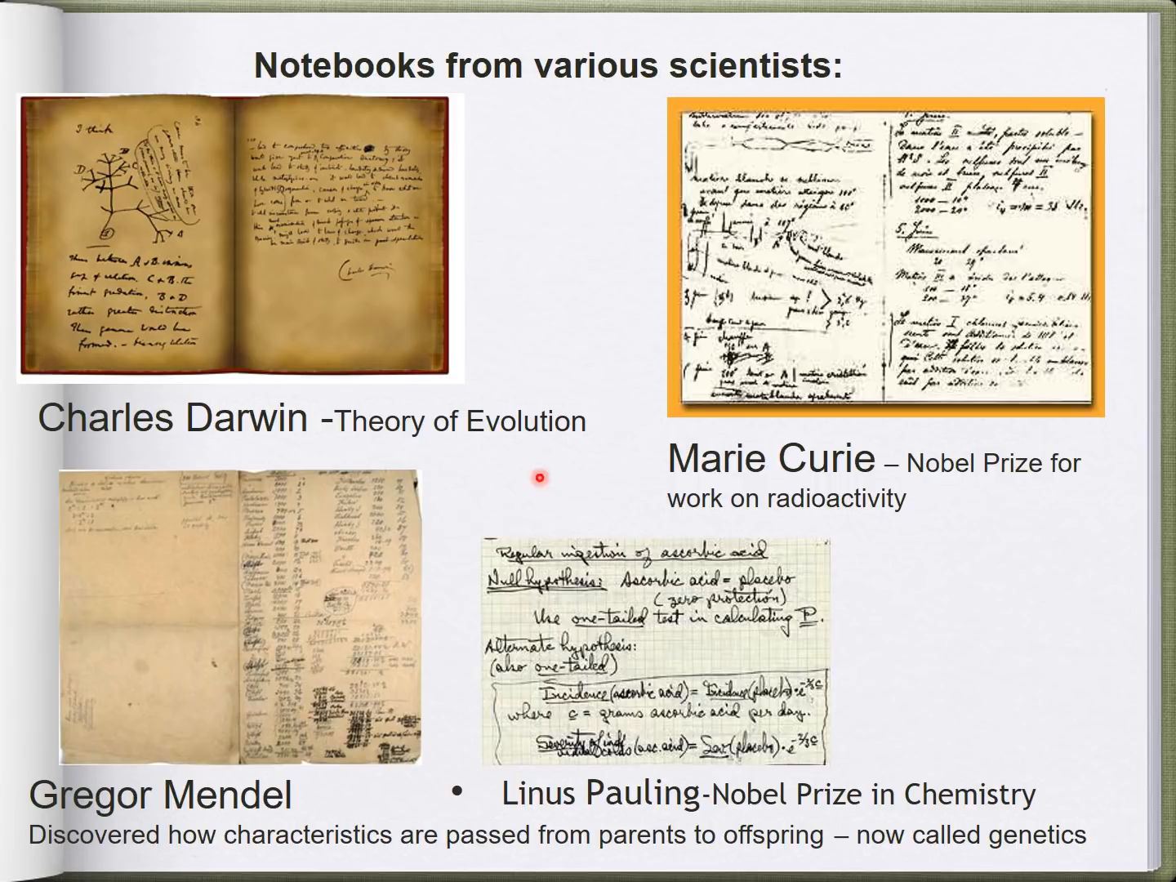These are four pictures from some famous scientists' notebooks. Charles Darwin, in his notebook here, where he figured out how organisms change over time, drew the first family tree. Marie Curie got a Nobel Prize for her work on radioactivity. Gregor Mendel is called the father of genetics because he figured out how parents pass down their traits to their offspring. And Linus Pauling got a Nobel Prize. It's a picture from his science notebook for his work on vitamin C.